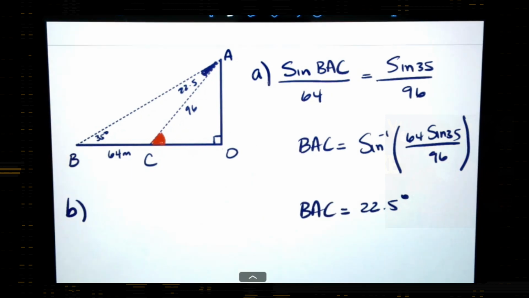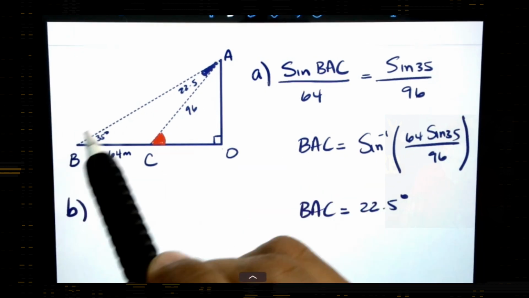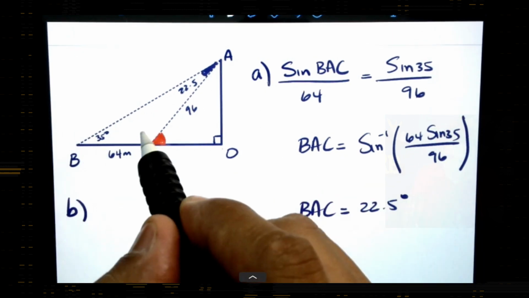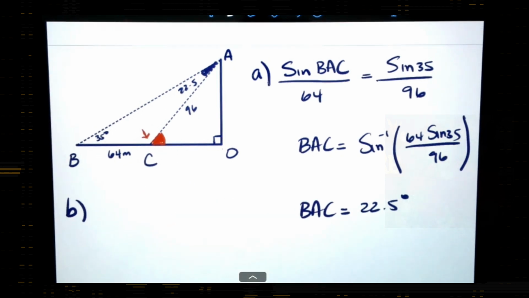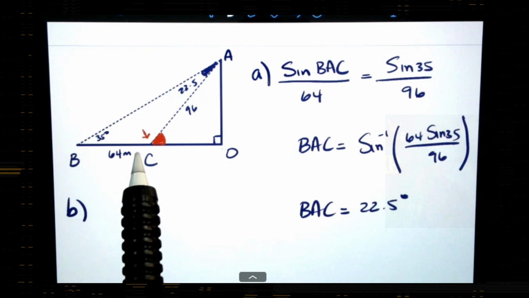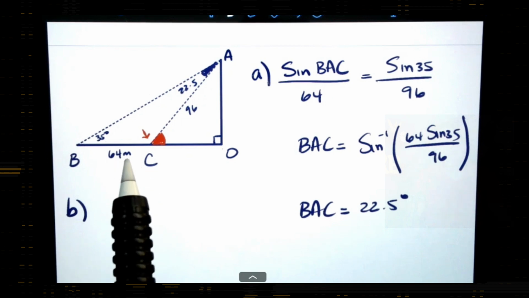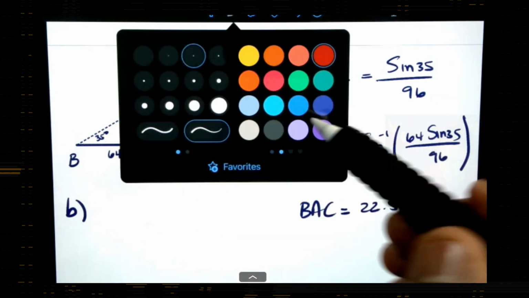And the key is, if I see the other triangle, ABC, this one, notice that this angle that is here is supplementary with the angle that is requested. So in other words, if I find this angle, and after finding it, I subtract it from 180 degrees, I'm going to find the angle ACO. Okay, so let's do that.